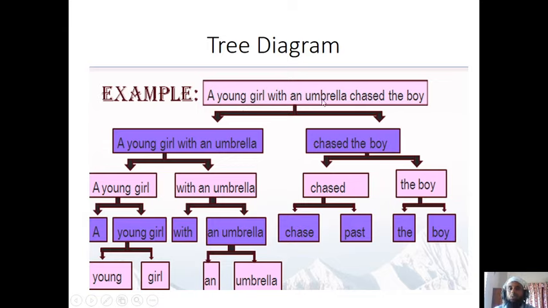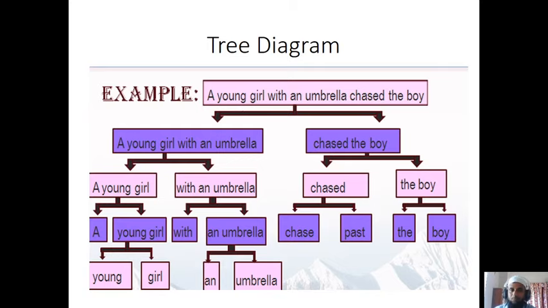A young girl with an umbrella chased the boy. This is a sentence, and this is the root. And then we know that a tree diagram has binary cutting. We break down this sentence into two branches, just like a tree. And how? Subject and predicate, or you can say NP, noun phrase, and VP, verb phrase, if you want to use grammatical labeling.